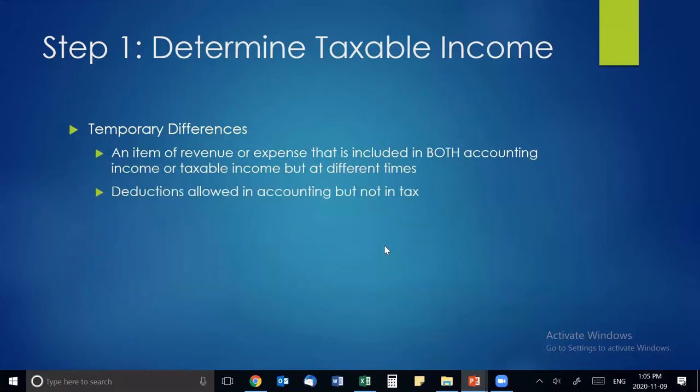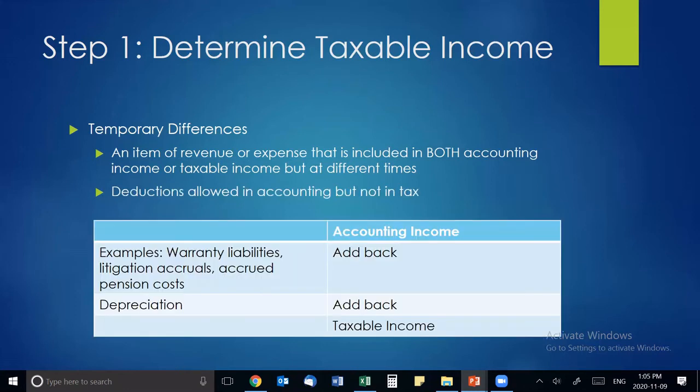And then looking over to the expenses side, so there's going to be some deductions that are allowed in accounting income, but not in taxable income. And stuff like that is warranty liabilities, litigation accruals, accrued pension expenses. So basically anything that has been accrued for, but cash has not been paid, will not be allowed to be recorded in taxable income. So let's just look at another journal entry for an example of this.